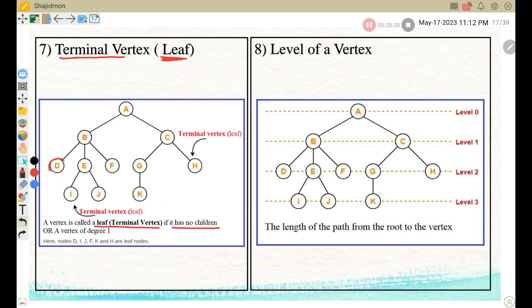For example, this vertex, there are no children. This vertex, no children. This one, no children. Correct. This one, there is no child. Here also there are no children. Here also there are no children. These vertices we are calling the terminal vertices.